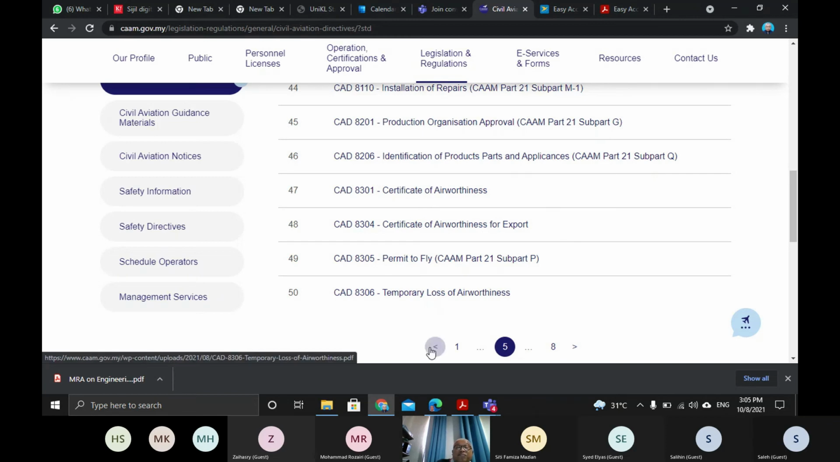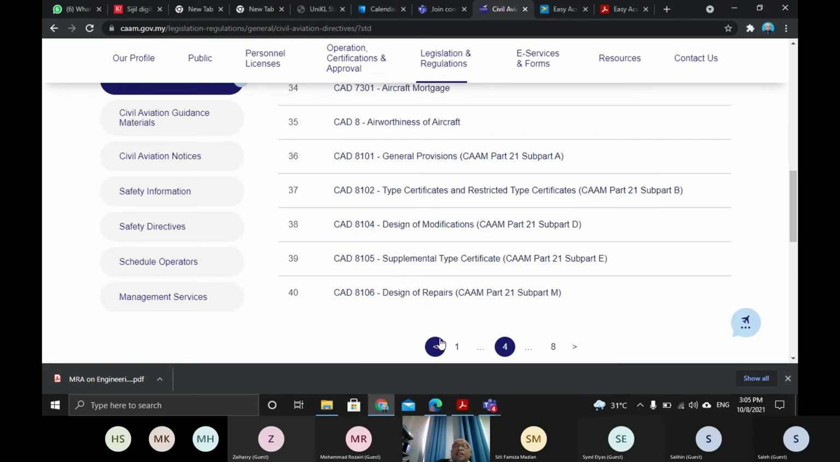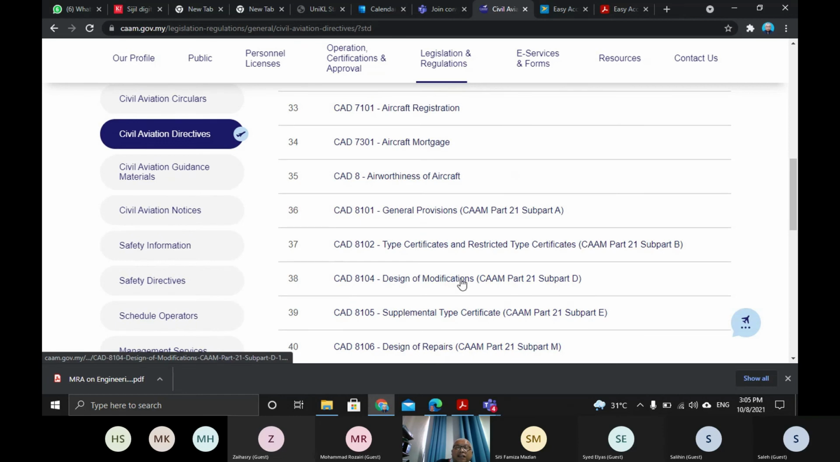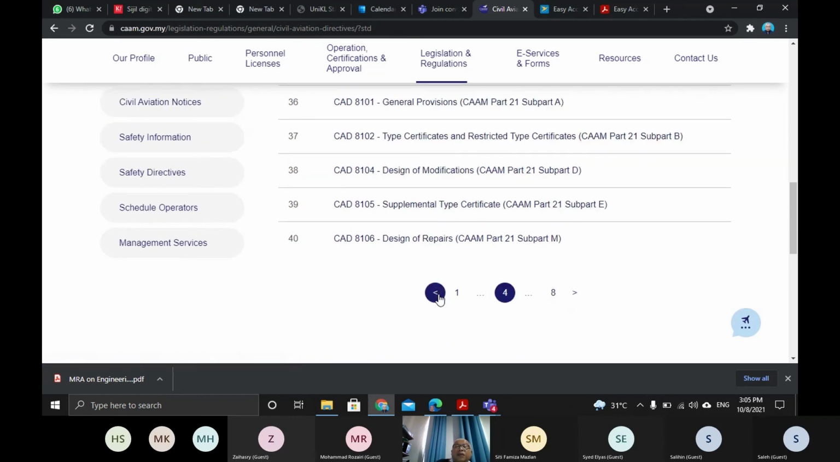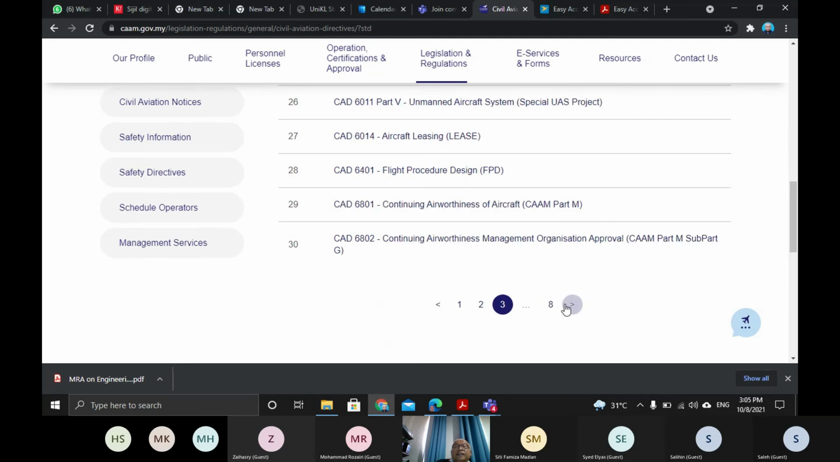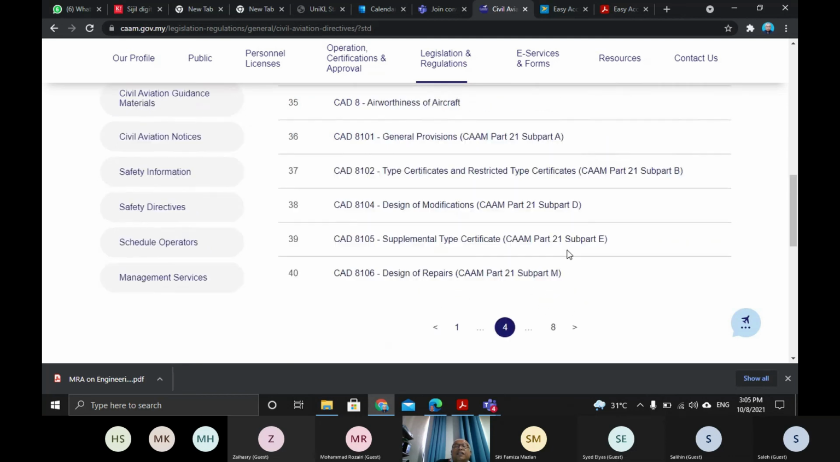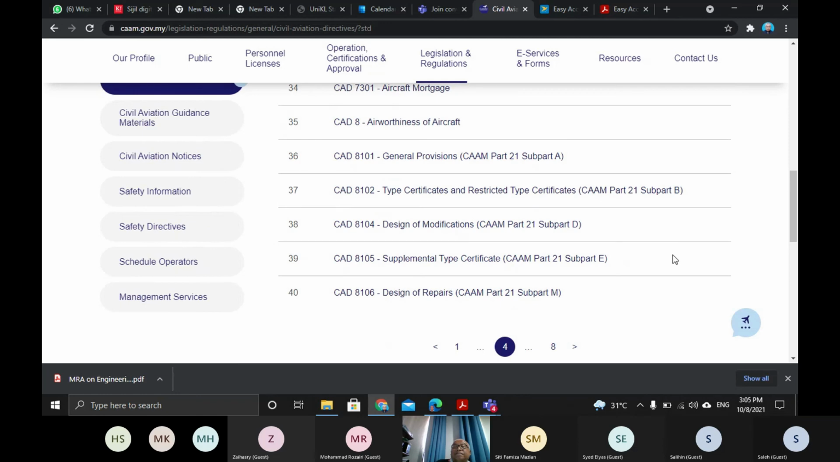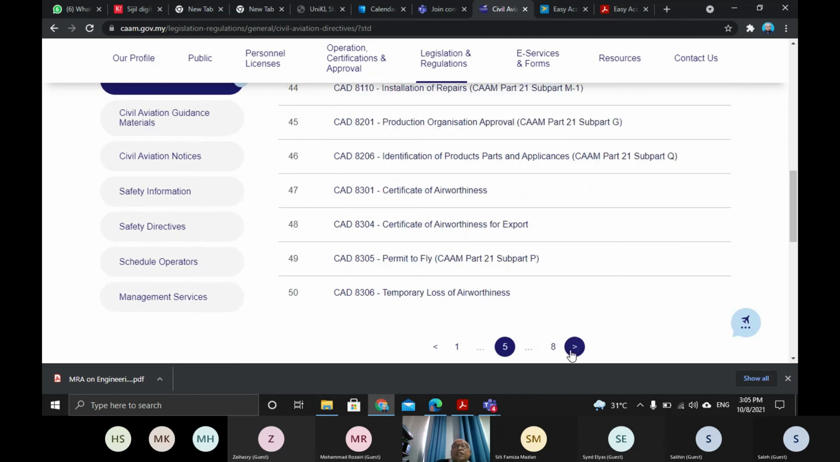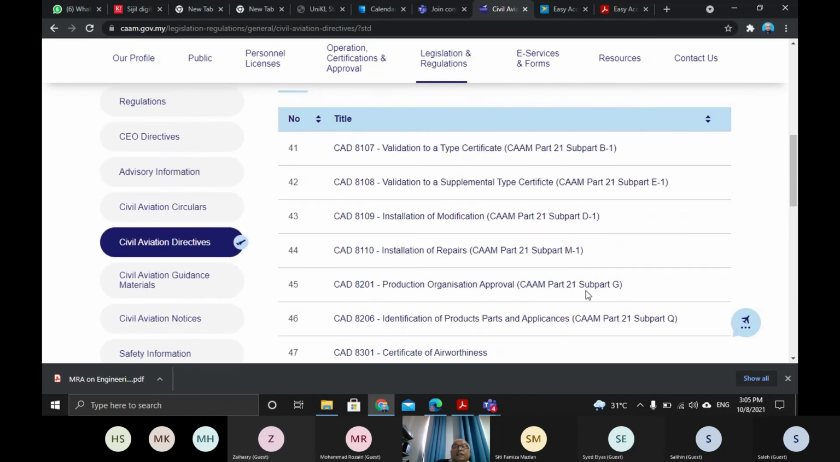8306. When you bring in the TC from overseas, aircraft from overseas, you need to validate the TC. So you need to go for the TC validation, which is 8107. You may want to bring a mod from overseas, which is the foreign STC. You need to validate the STC, which is 8108.